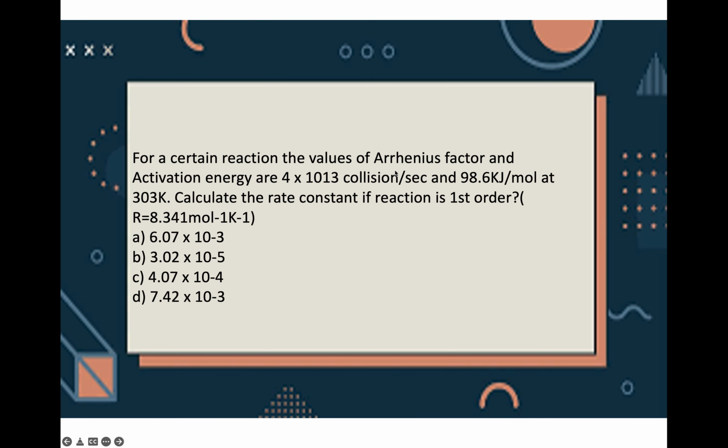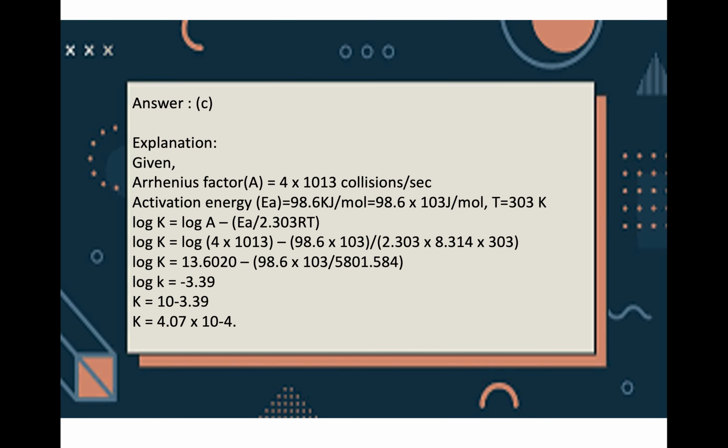Now next question is a sum. So for a certain reaction, value of Arrhenius factor and activation energy both are given. Okay, and at 303 Kelvin, that is the temperature, you have to find out the rate constant if the reaction is first order. So value of R is also given. So you are having 4 options here. The correct option is C, that is 4.07 into 10 raised to minus 4. So what all values are given in the question? Arrhenius factor A is given 4 into 10^13 collisions per second. Then the activation energy EA is given 98.6 kilojoule per mole. You convert it into joule per mole by multiplying it with 10 to the power of 3. T is also given 303 Kelvin.